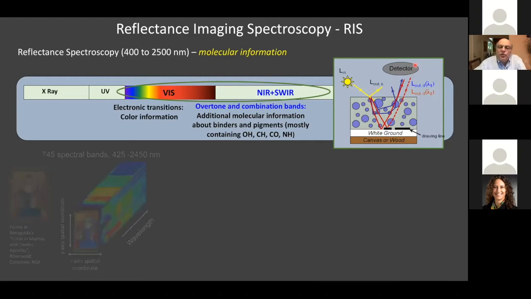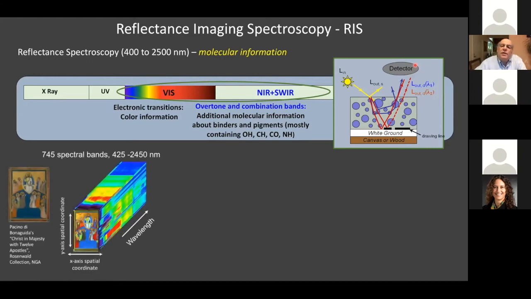Now, the definition of reflectance is the ratio of the irradiance coming out of the paint layer, the backscattered light, to that of the input. When we actually collect our data sets, when we do reflectance imaging spectroscopy, we're essentially measuring the reflectance spectra as a function of wavelength at all spatial points across an art object.